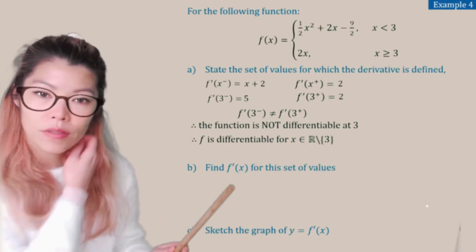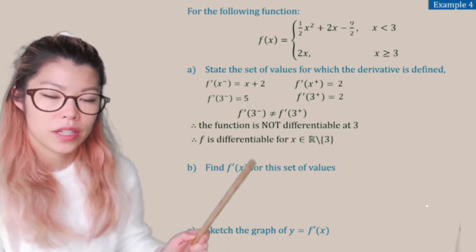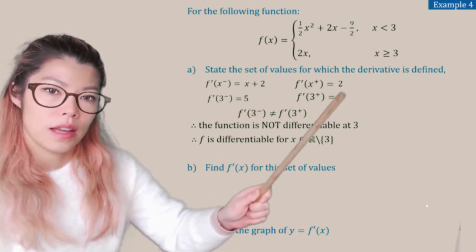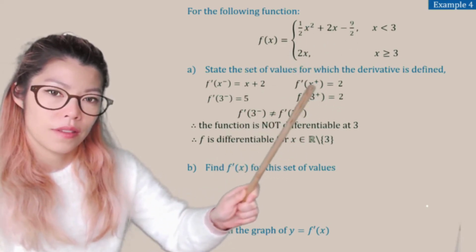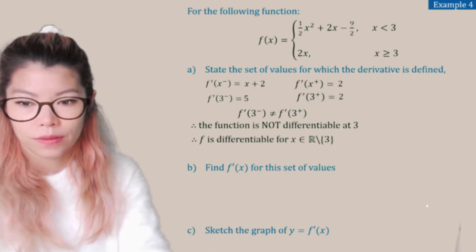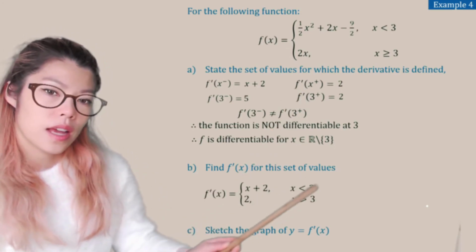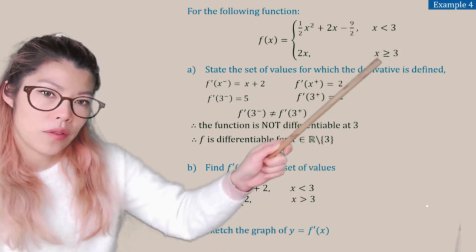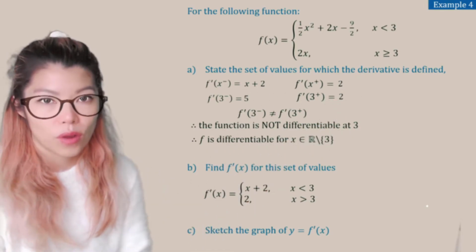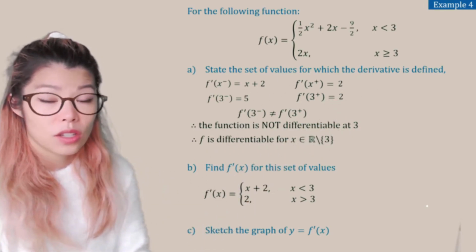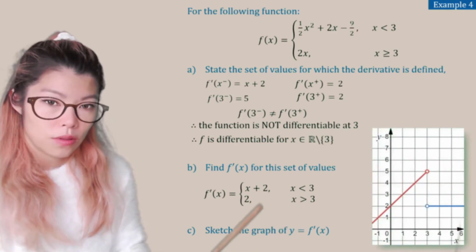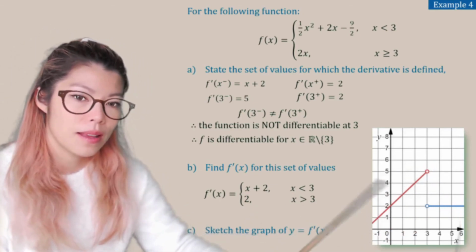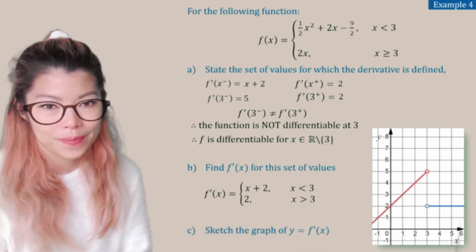Part B, find the derivative for this set of values, or f dash x for this set of values. Well, we already have the top line, that's over there, and the bottom line, that's over there. So we can write the hybrid function. And notice that our domains for each section don't have the equal sign at 3 because we already established that there is no gradient at 3. Now we sketch the derivative function. So here we have x plus 2, and here we have 2. You can see there's a big gap there, that's why there's no derivative over there.